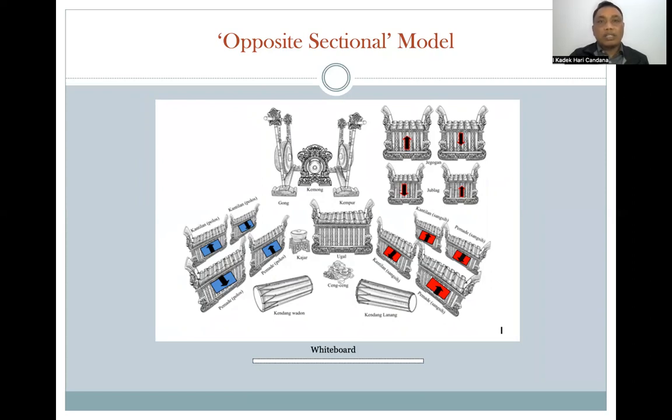In the opposite sectional model, the Gangsa Pemade and Gangsa Kantilan that played the same pattern, polos and sangsih, were grouped together facing each other, while the Kendang and Cengceng were positioned in the back, in the center, and the Gong, Kempur, Jegogan and Jublag remained in the back.